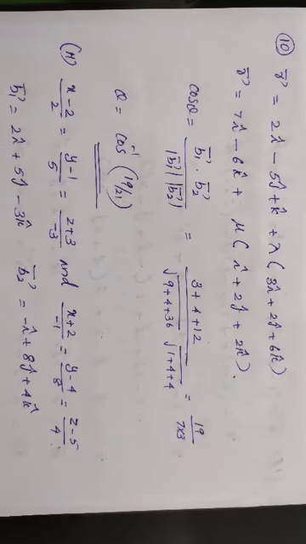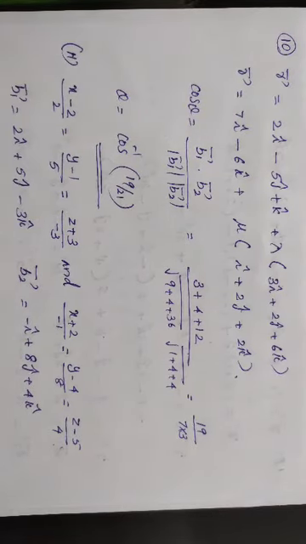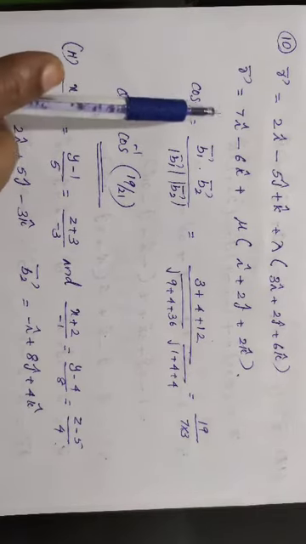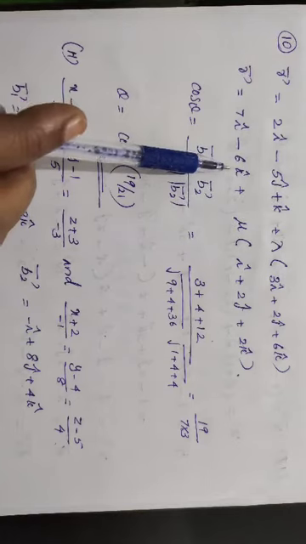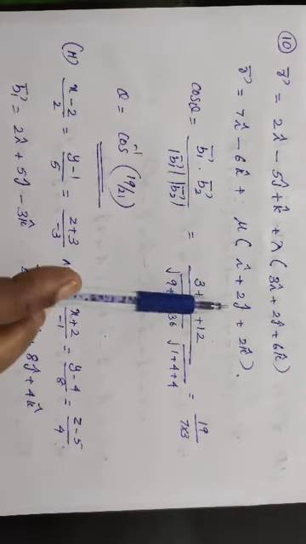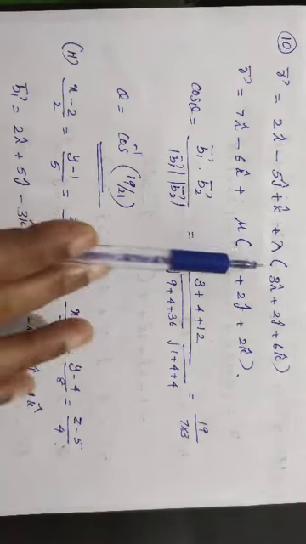See, two lines are given. The first line: r equals 2i minus 5j plus k plus lambda into (3i plus 2j plus 6k). And the second line: r equals 7i minus 6k plus mu into (i plus 2j plus 2k). That is the vector equation of two lines.